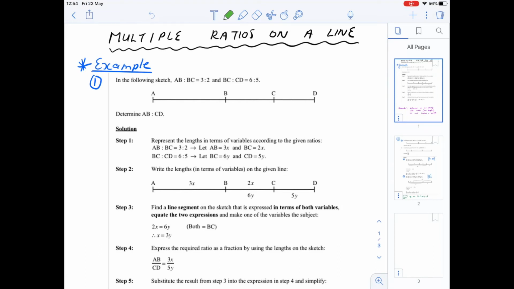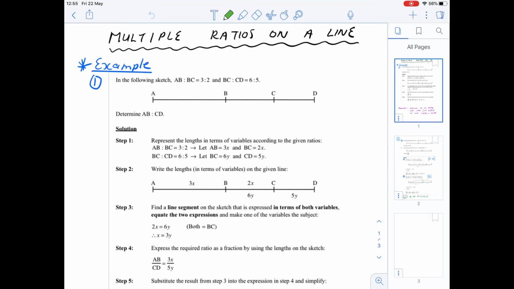Okay, grade 12, so we continue with Euclidean geometry now. And the next little section is multiple ratios on a line. Now, the reason for even needing to do this is shown to you by a classic example here. We're going to look at example 1.